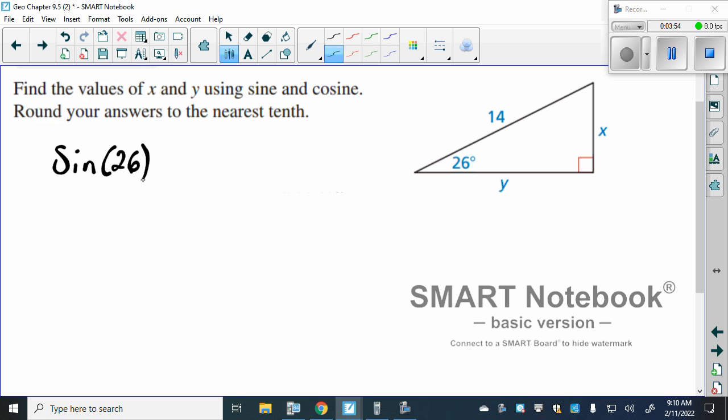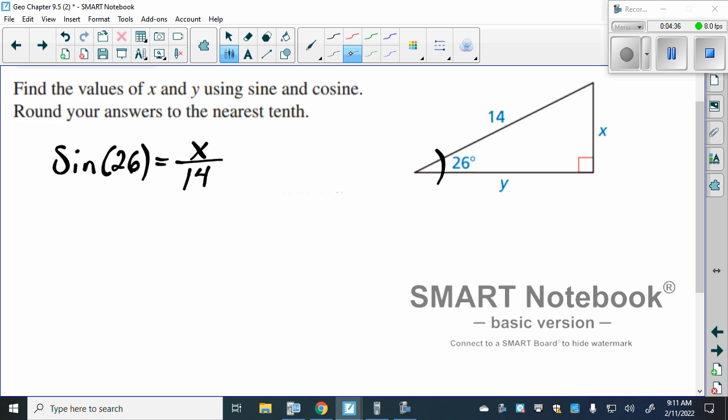So if we're looking at sine of 26 degrees, it is equal to the opposite side length over the hypotenuse. Now looking at this triangle, what is the opposite side to 26 degrees? And the hypotenuse is 14. So if I'm wanting to find the opposite side from the angle, we can use sine, because sine is opposite over the hypotenuse. Now we just need to solve for the value of x.